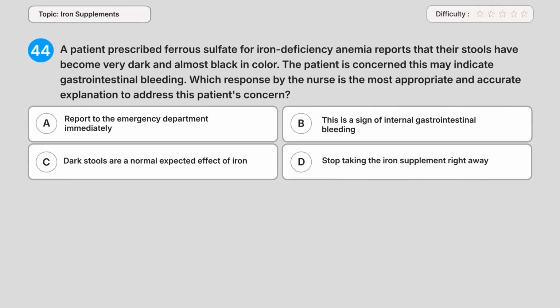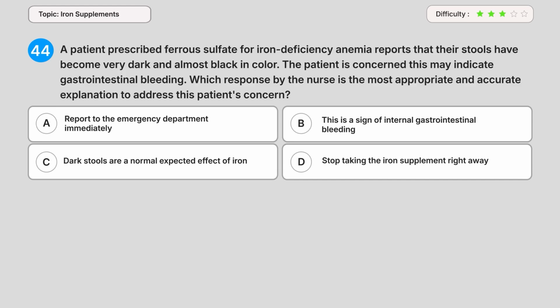44. A patient prescribed ferrous sulfate for iron deficiency anemia reports that their stools have become very dark and almost black in color. The patient is concerned this may indicate gastrointestinal bleeding. Which response by the nurse is the most appropriate and accurate explanation to address this patient's concern?